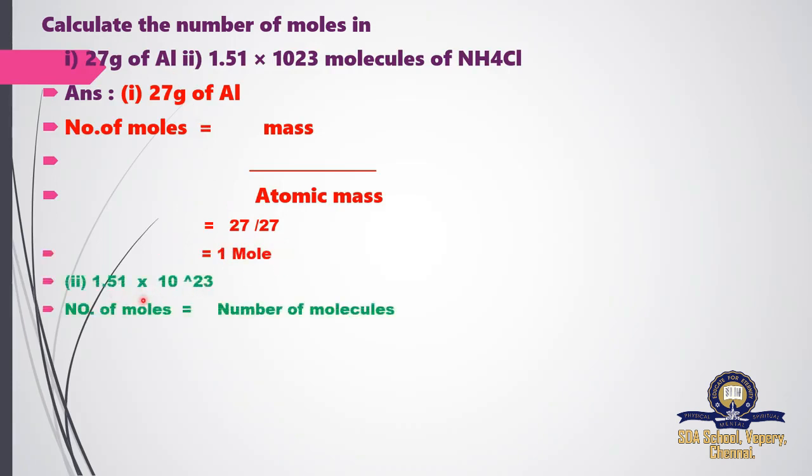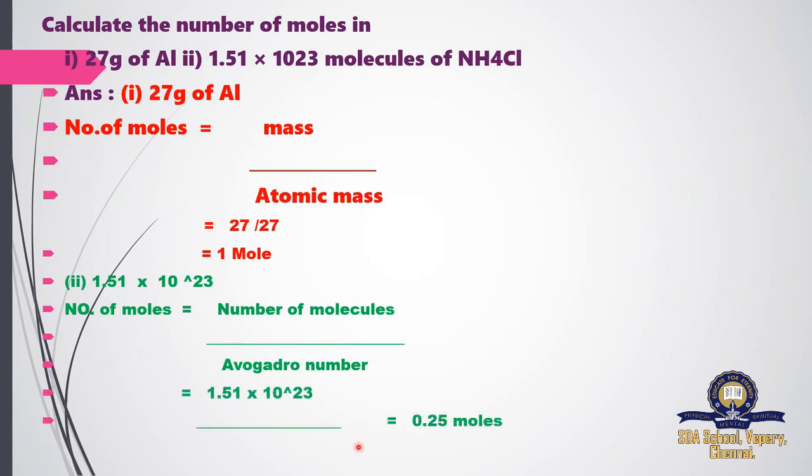Next, 1.51 into 10 to the power 23 molecules of ammonium chloride. Here also the formula is number of moles equals, here we are given molecules, so number of molecules by Avogadro's number. If 10 to the power 23 comes, it is nothing but Avogadro's number. So the given molecules is 1.51 into 10 to the power 23 by the Avogadro number 6.023 into 10 to the power 23. When we cancel this, the 10 to the power 23 will be cancelled. Then remaining 1.51 divided by 6.023, it comes 0.25 moles.